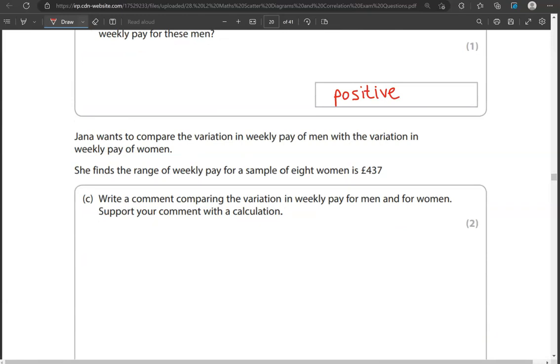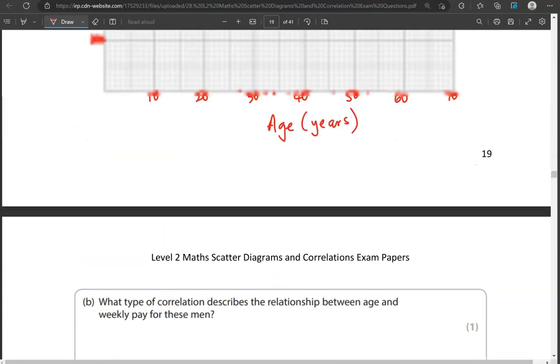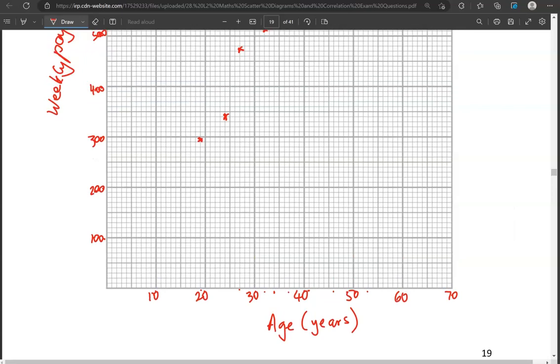Gina wants to compare the variation in weekly pay of men with the variation in weekly pay of women. She finds the range of weekly pay for a sample of 8 women is £437. Write a comment comparing the variation in weekly pay for men and for women. Support your comment with a calculation. Variation means how much the salaries or the pay vary. So it's another word for range. So we're looking at the highest and the lowest pay.